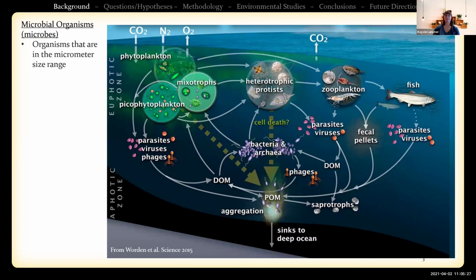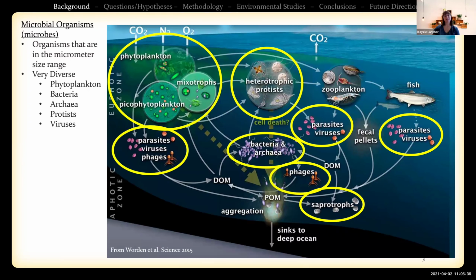The marine microbial organisms, or microbes, are organisms in the micrometer size range, so they are quite small, and they are very diverse. So this includes phytoplankton, bacteria, archaea, protists, viruses, and the diversity of these also means that there's a strong diversity in metabolism as well. So we're looking at this whole community when I'm saying microbes.